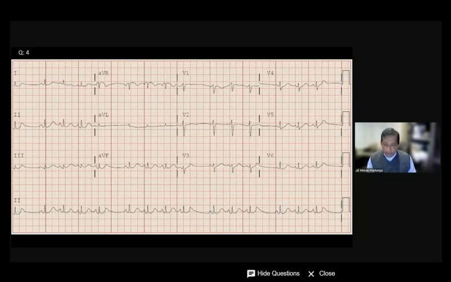Thank you, and I see the answers. Most of you call it sinus arrest, and others call it Mobitz type 2. Actually, the answers are neither. The answer is non-conducted premature atrial complex. Now, let me explain why.